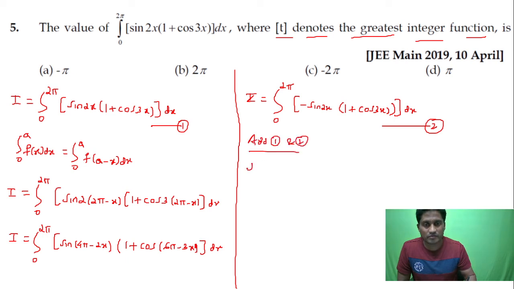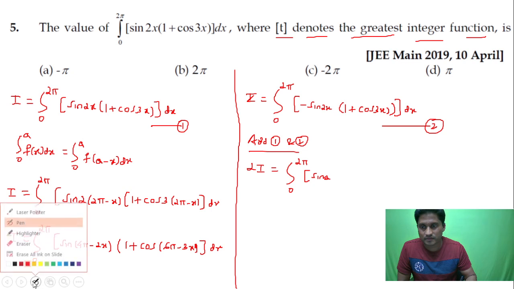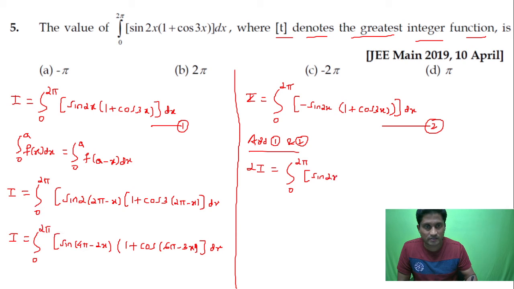I plus I will be equal to 2I, which is equal to the integration 0 to 2 pi of box of sine 2x into 1 plus cos 3x, close the bracket, plus box of minus sine 2x into 1 plus cos 3x, close the bracket, and then dx. Everything comes inside the box.